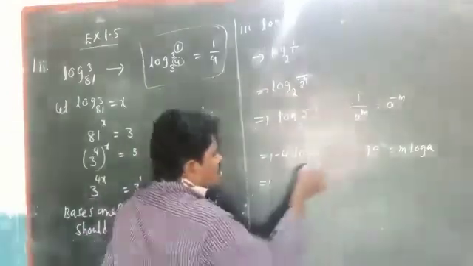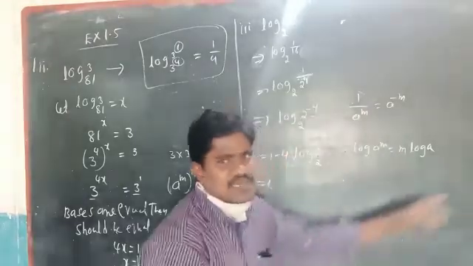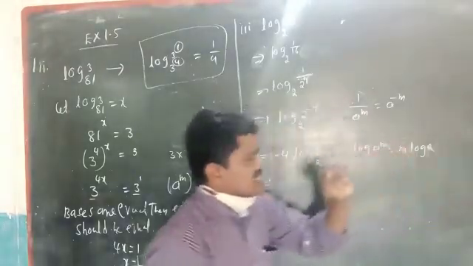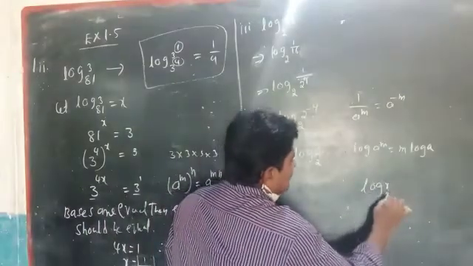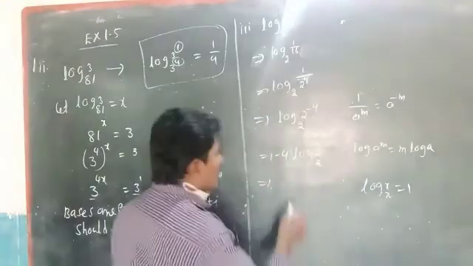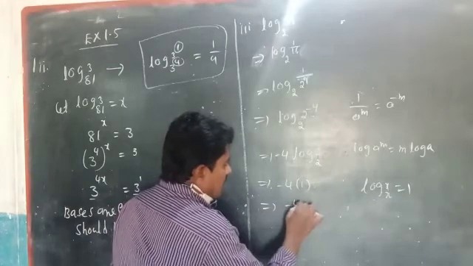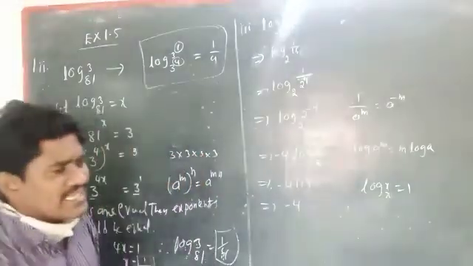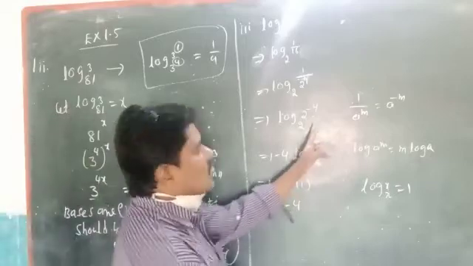You know the log 2 base 2 value. Log x base x value is 1. So we know that the value of log x base x is equal to 1. So here log 2 base 2 value is 1. That is minus 4 into 1, which is minus 4.